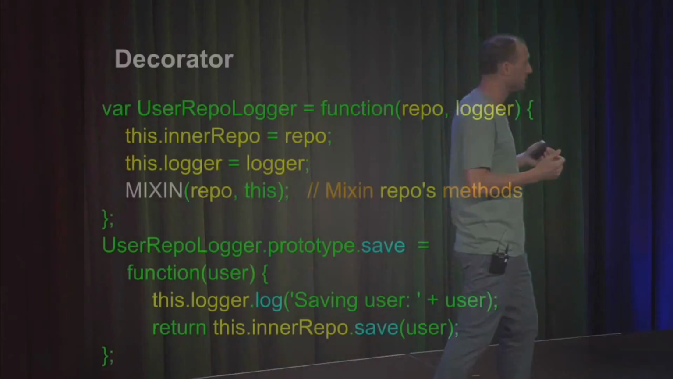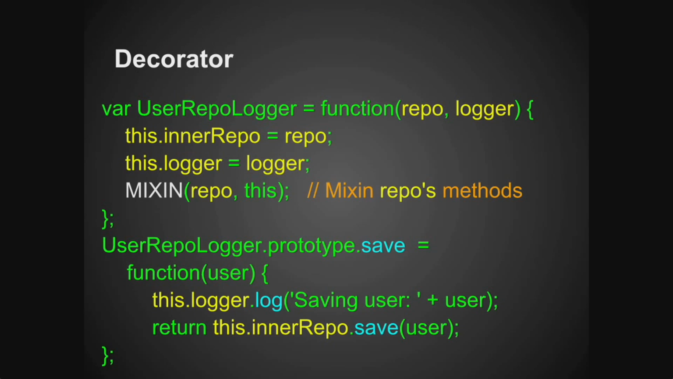Let's just look at how we actually use this thing. OK, so let's get back to our initial problem, which is we want to have logging with our user repo. Here's how we do it. We create something called a decorator, and here's a specific implementation of a user repo logger. The idea of the decorator is that it is also going to implement the user repo interface, but it's going to have logging baked into it.